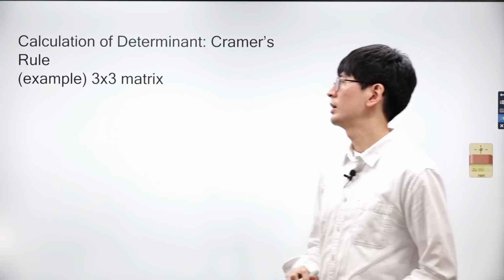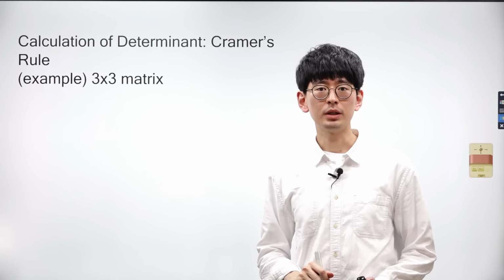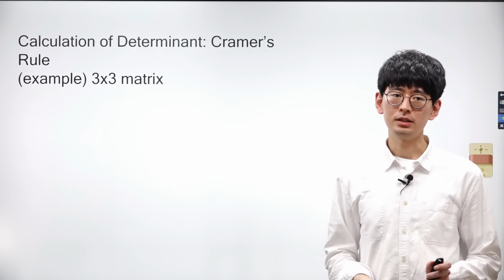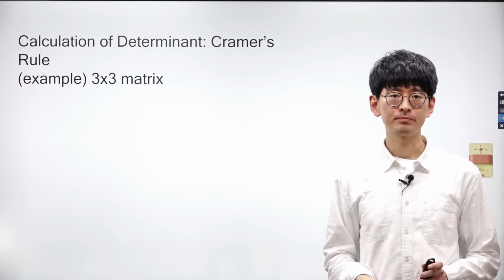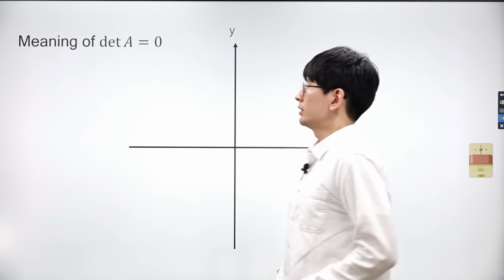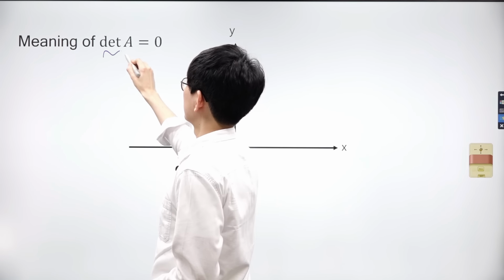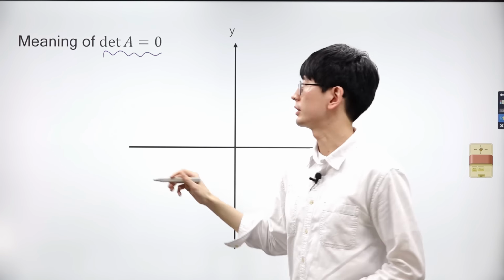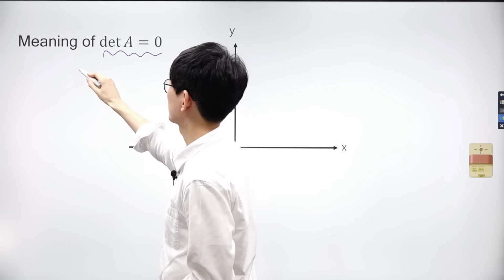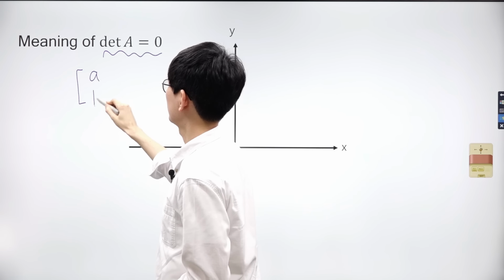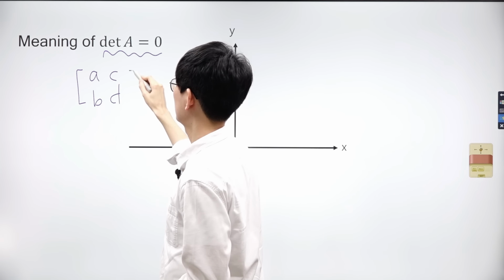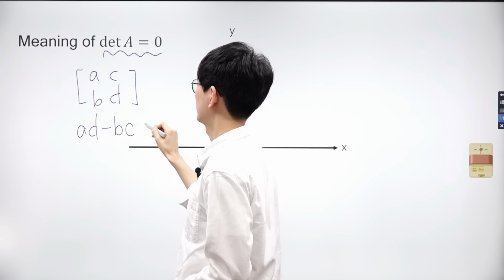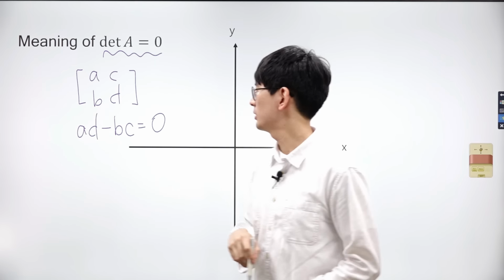In most cases, you don't need to perform this calculation by hand, so it's more important to understand the process rather than memorize it for practical applications. The determinant of a matrix can be positive, negative, or even zero. Let's explore what a zero determinant means. Consider a matrix A with elements A, B, C, and D, where the determinant calculated as AD minus BC equals 0.